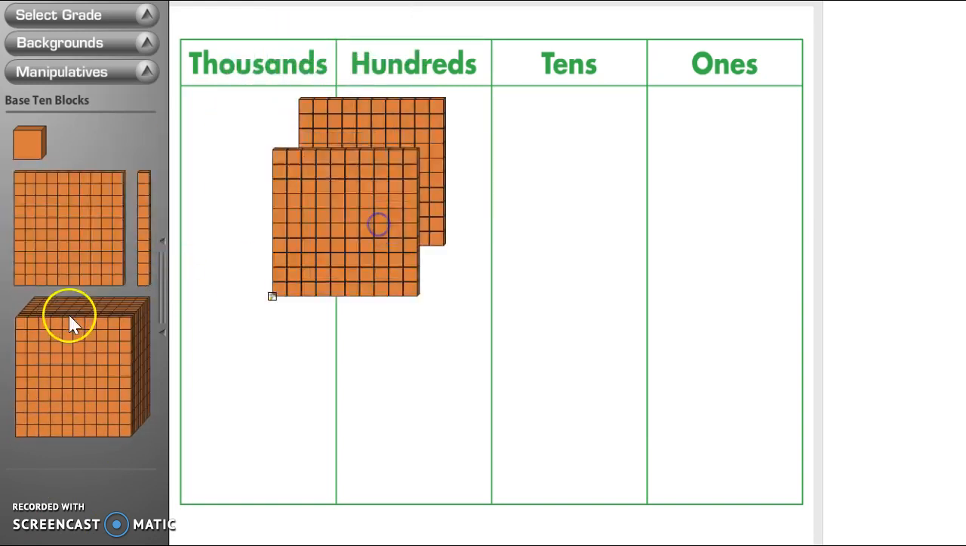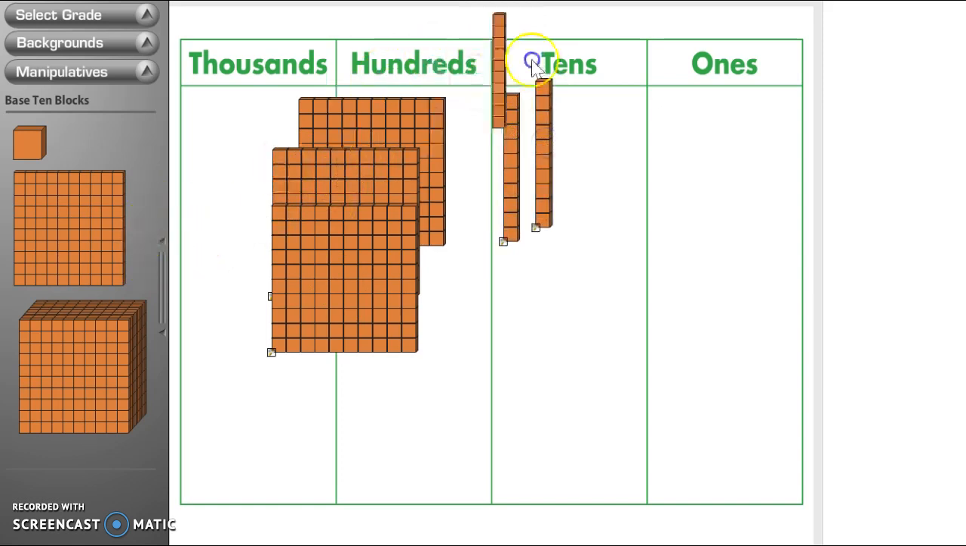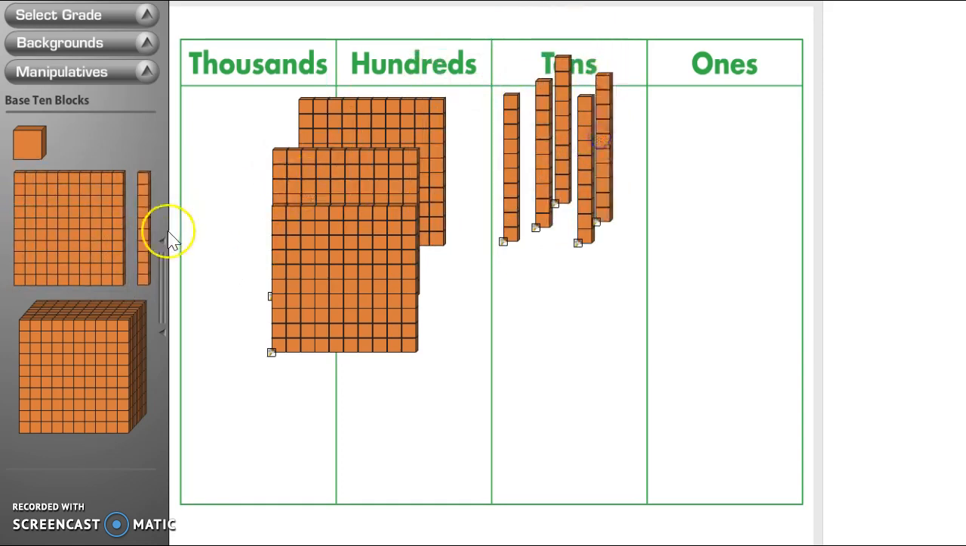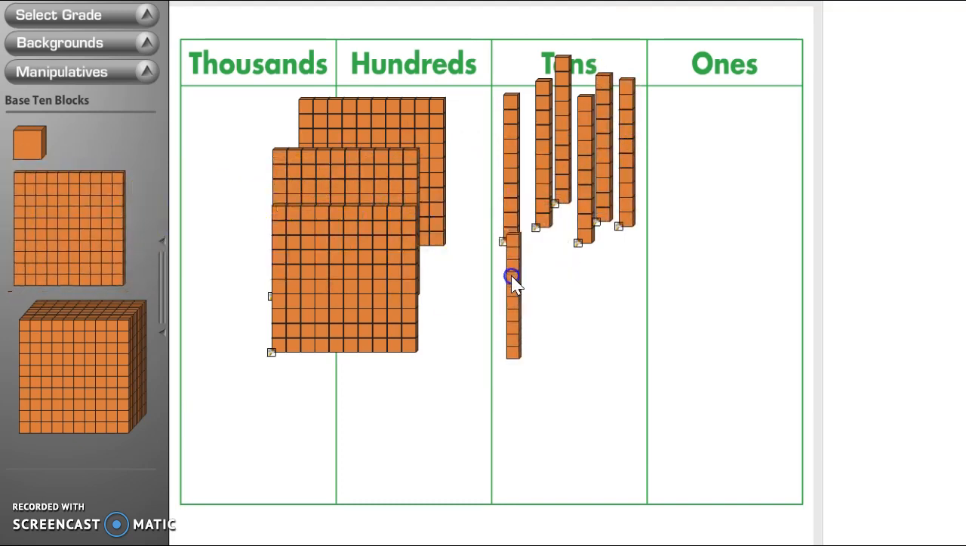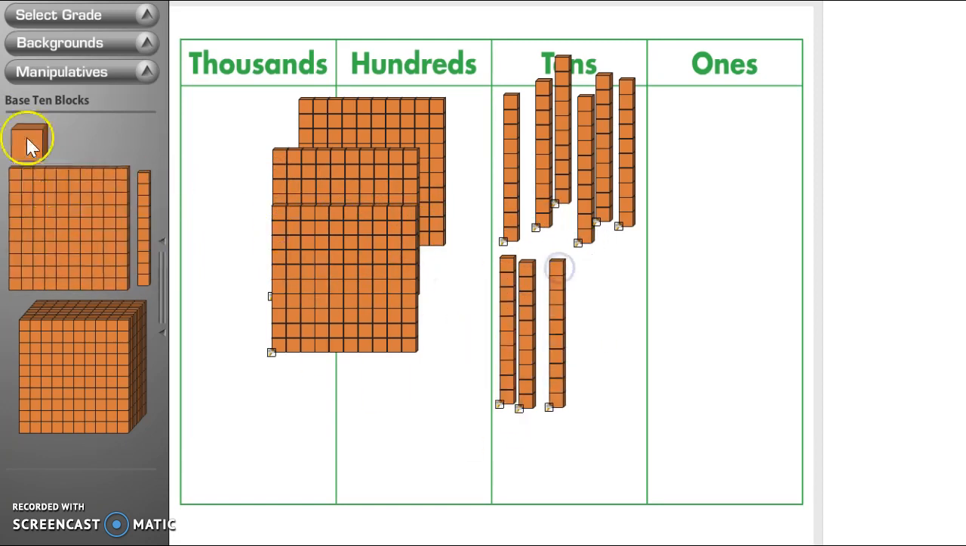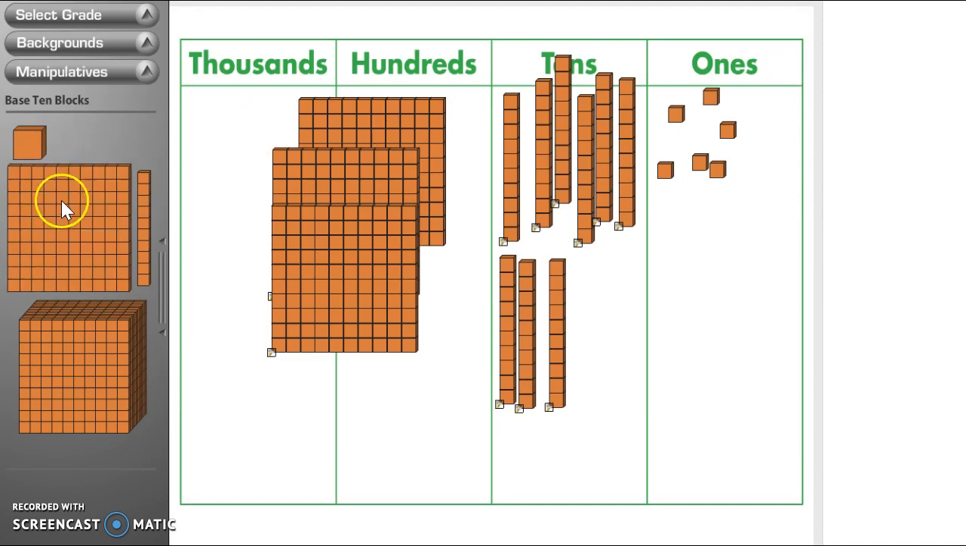Cashews are 3 hundreds and 96. So I count out 3 hundreds, then 9 tens, 1, 2, 3, 4, 5, 6, 7, 8, 9, and then I need 6 ones. 1, 2, 3, 4, 5, 6. Okay, licorice is 503, so I need 5 hundreds.